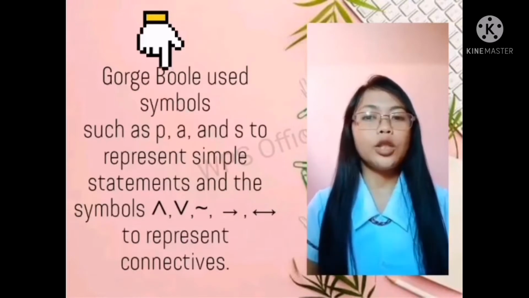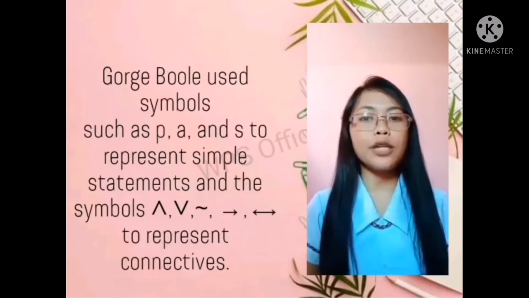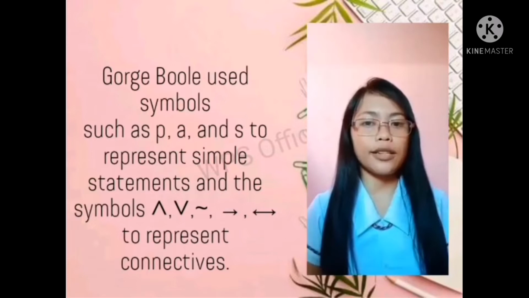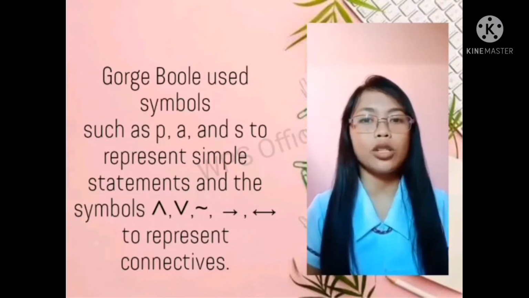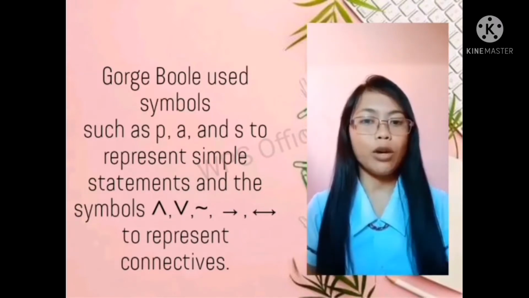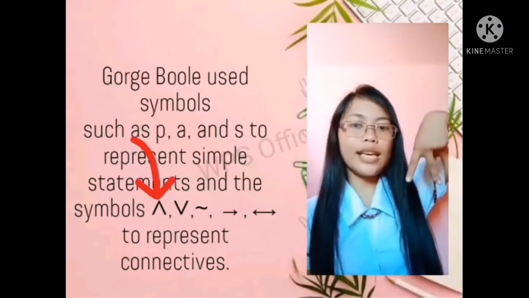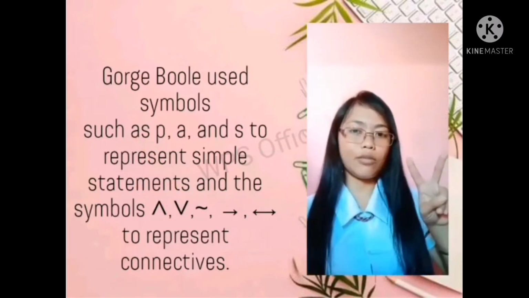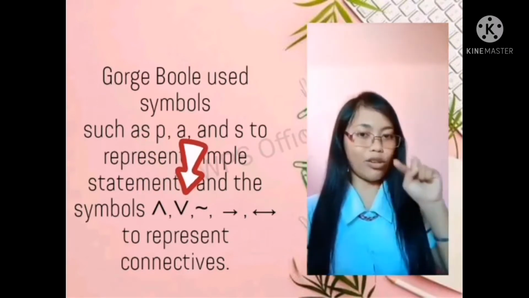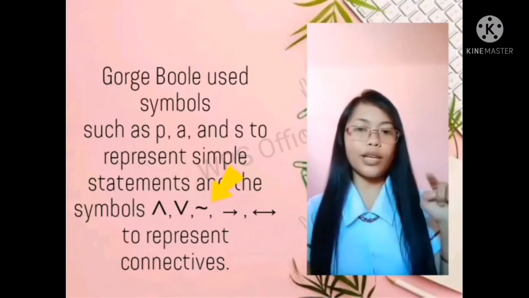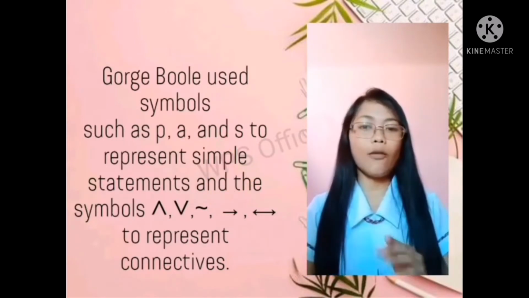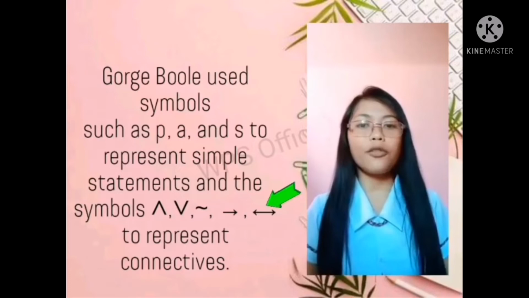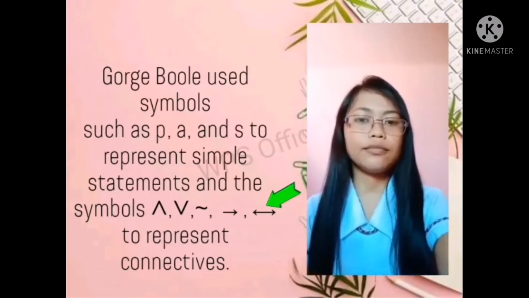George Boole used symbols such as P, Q, R to represent statements, and he was the first to create these symbols. This symbol is and, this symbol is or, this symbol is not, the arrow is if then, and the right and left sides of an arrow is if and only if.